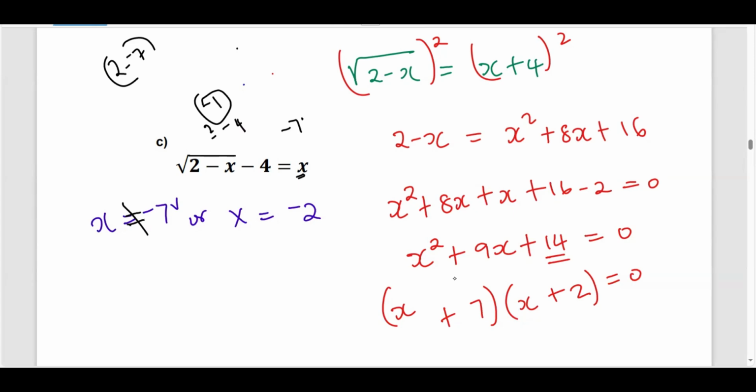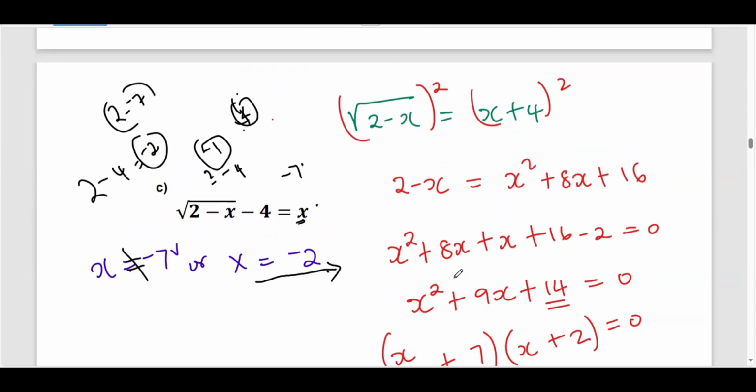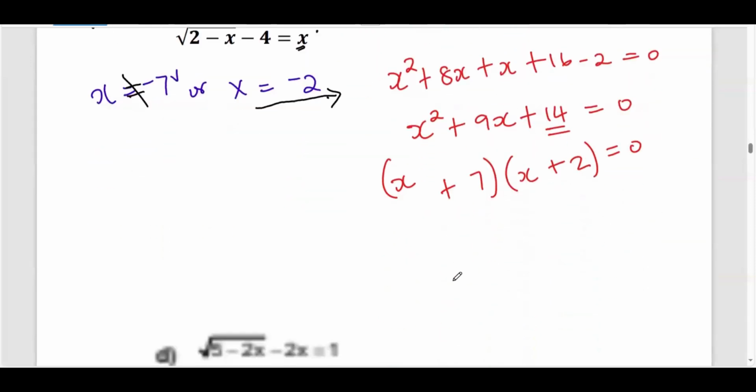Okay, let's try with negative 2. We know that 2 minus negative 2 is going to be 4. Square root of 4 is going to be a 2. Then that 2, when you subtract 4, you get a negative 2, which is equal to x, and it's a negative 2. So this solution will be left the way it is. So this one is crossed out. All right, so that is question C.